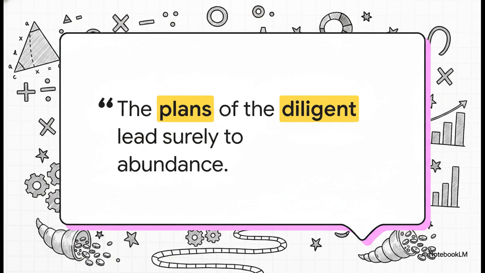But before we get into the weeds, I want you to listen to this proverb. The plans of the diligent lead surely to abundance. What's really fascinating about that idea is how perfectly it maps onto math, and honestly, onto life in general. Being diligent just means taking your time, being careful, and sticking with a process even when it requires a bit of grit.